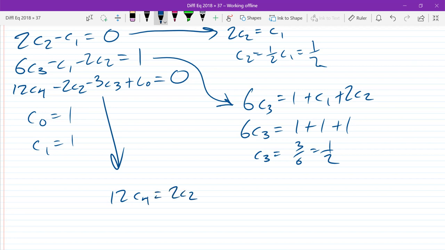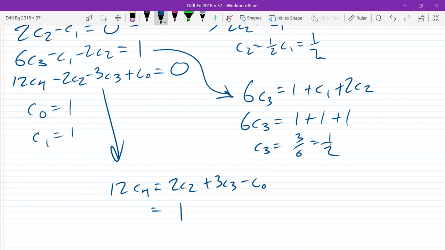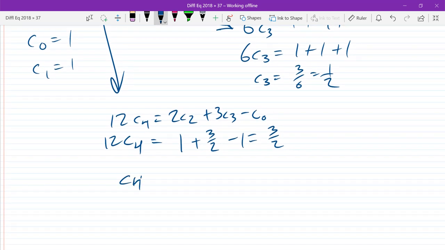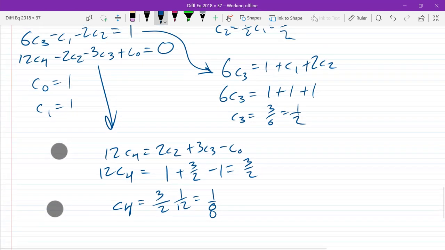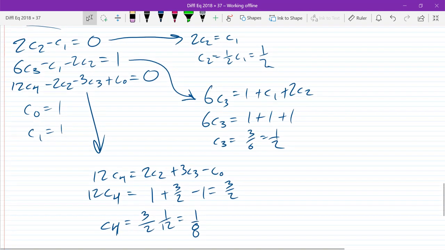So we got 2C2 plus 3C3 minus C0. So 2 times a half is 1. 3 times a half, so we got plus 3 halves, minus 1 is 3 halves. But that's 12 C4, so regular C4 is 3 halves over 12, which is an eighth. All right. So any questions on the C values I just got right there? This should be one of the easier linear systems that you have to do, because it will just cascade and you don't really have to do much beyond just plug in some values.